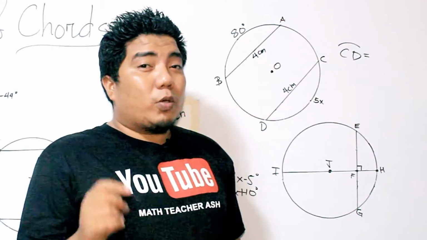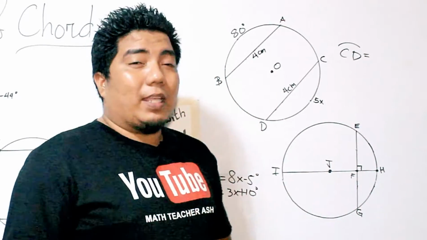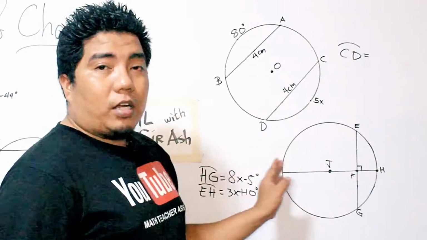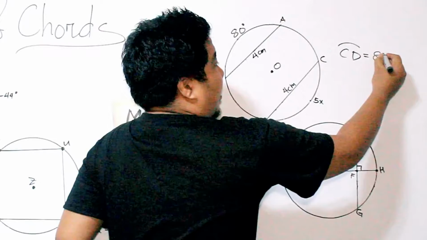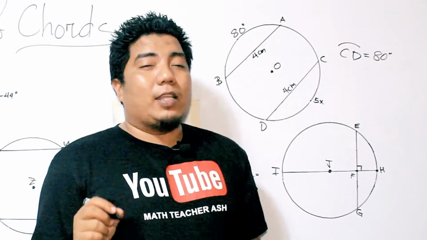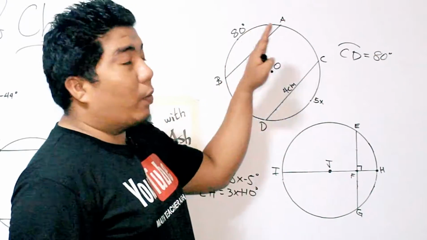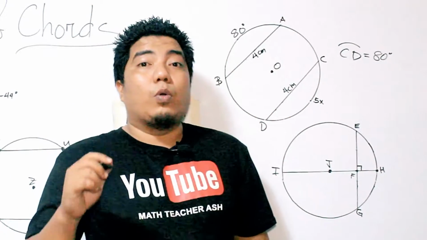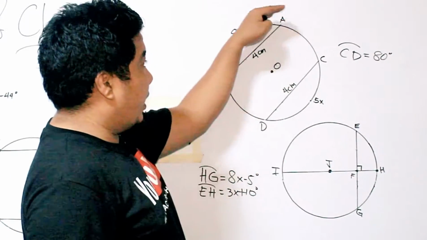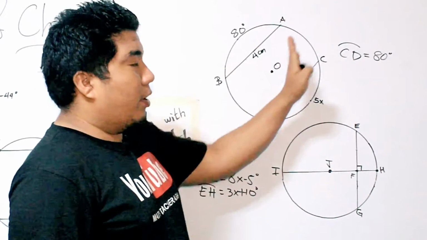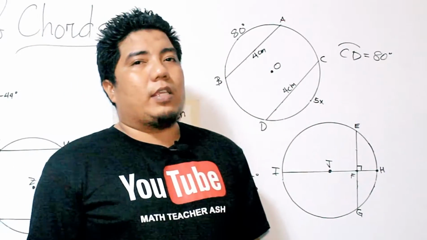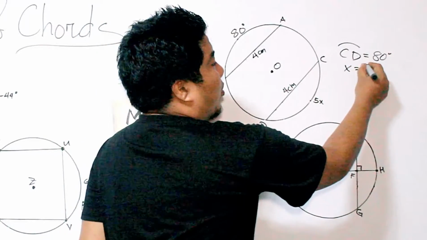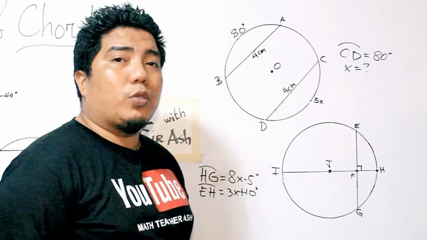Now, basically, in theorem number 1, if we apply it in our given problem, we could immediately solve arc CD, and that is 80 degrees. Because, as stated in theorem 1, if you have congruent chords, then the intercepted arcs are also congruent. Since this is 80 degrees, therefore, arc CD is also 80 degrees. Now, the next question is, what if you are asked to find the value of x? How do you do that?